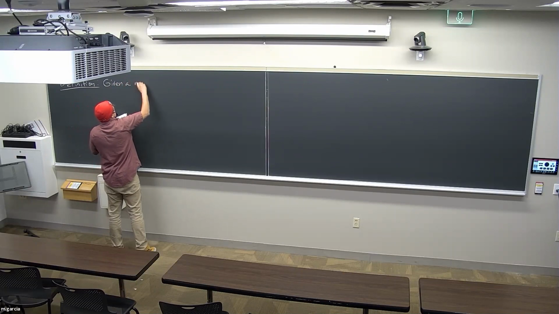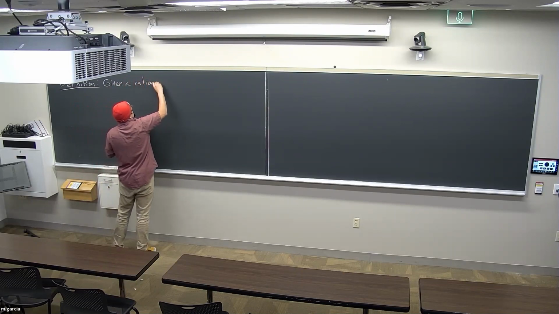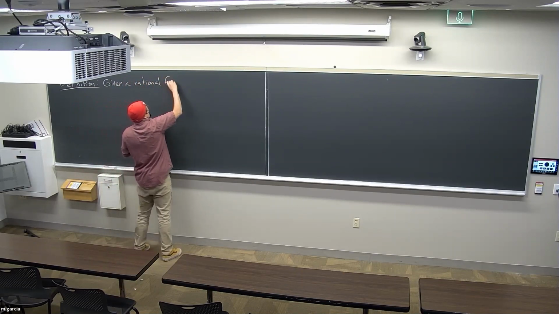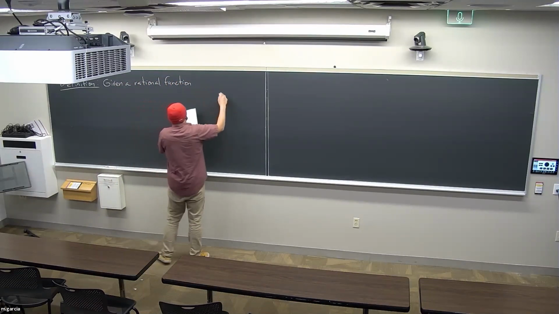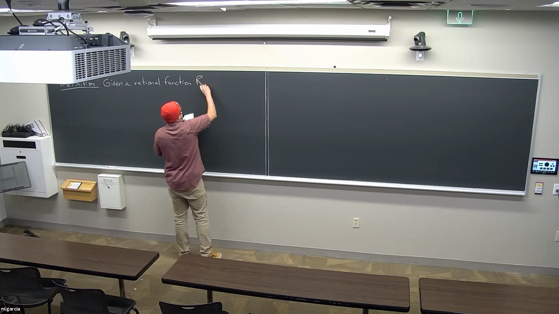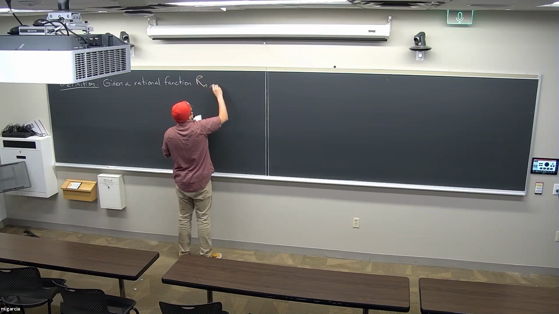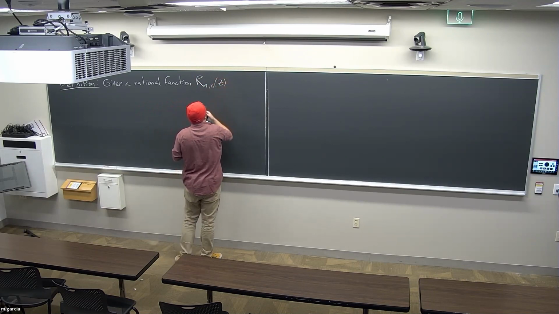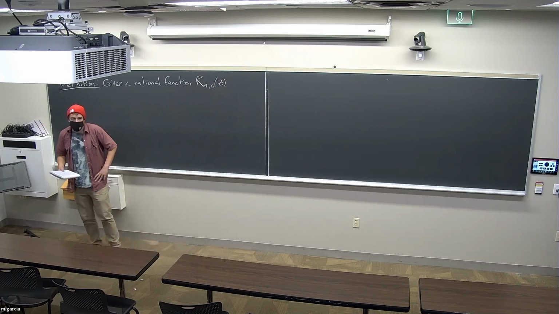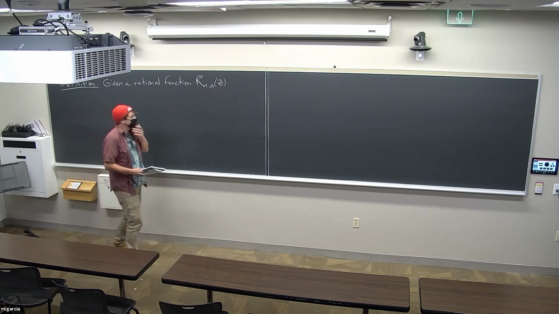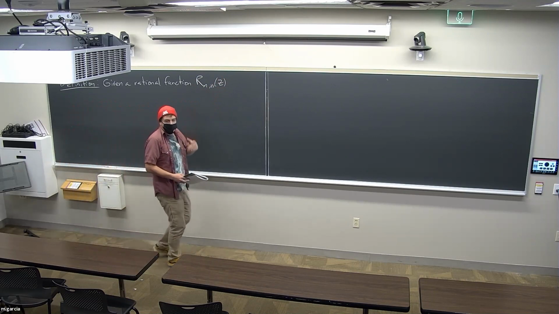Rational function notation: we were using r sub m comma n of z, where m denotes the degree of the numerator and n the degree of the denominator. Remember, a rational function, of course, being a ratio of polynomials.